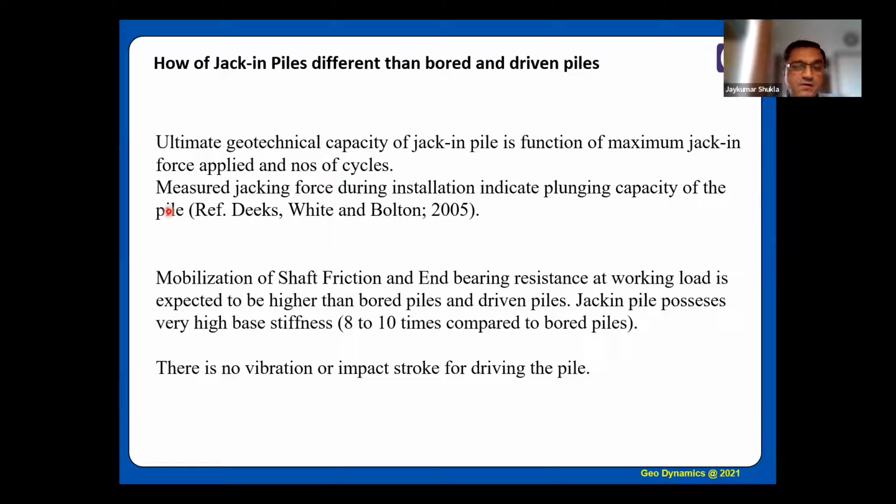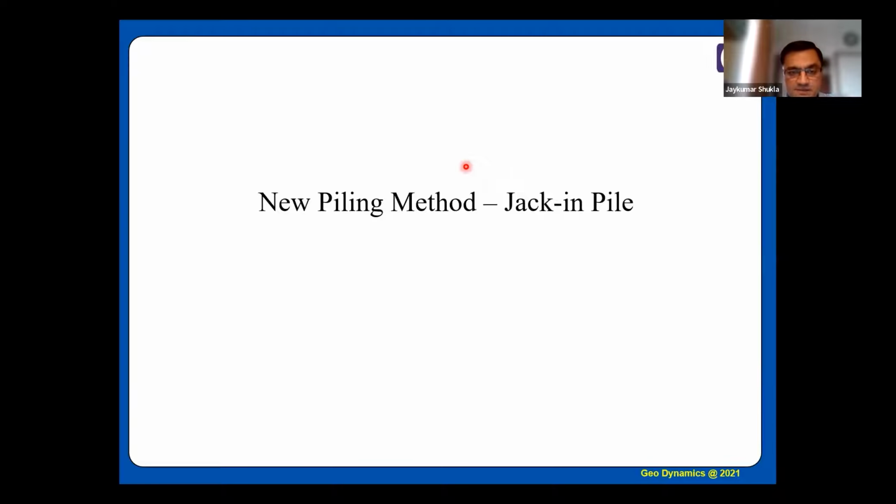Now, let us see how it is different. The ultimate resistance of the jack-in pile is a function of the maximum jack-in force, and this would be directly measured while you install the piles. And mobilization of shaft friction and end bearing would be at very small displacement or small settlements, which will allow you to get the peak or a high resistance at a very small displacement. We'll just try to explain what it actually is.